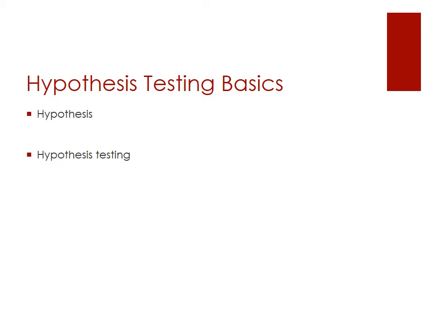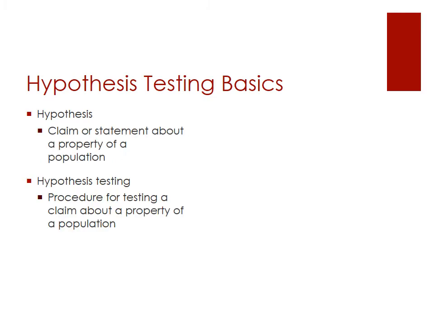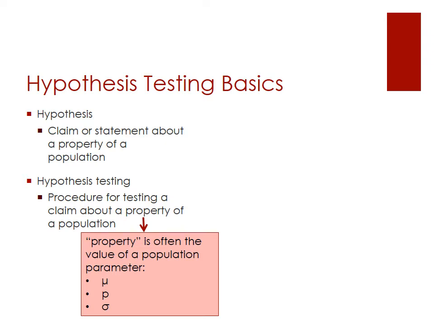So let's get started. All right, a hypothesis is a claim or a statement about a particular property of a population. And then hypothesis testing is basically the procedure that we use to test that claim and find out whether or not we have evidence to believe it's accurate. So keep in mind, when we're looking at these, the property that we're discussing is most often going to be the value of a population parameter.